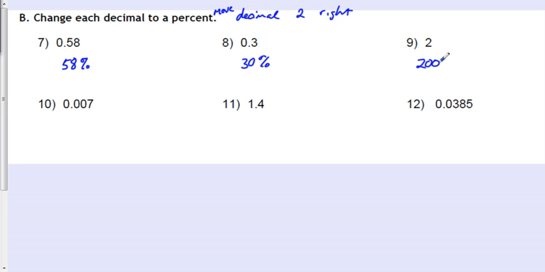2 is 200%. 7 thousandths, move it 2 to the right. 7/10ths of a percent. 1 4/10ths, move it 2 to the right. 140%. Peek back at number 4 on your paper. That was the reverse of this. And 385 10,000ths, move it 2 to the right. It'll be between the 3 and the 8, 3.85%.